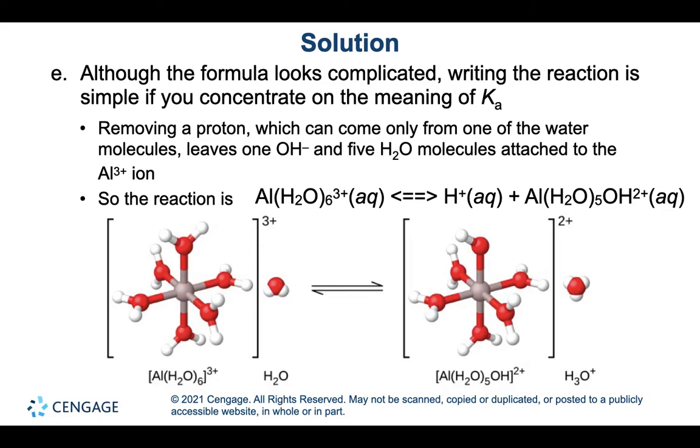Al plus 3 is surrounded by 6 waters when the aluminum ion gets hydrated in water. If we take H plus away, we've got to take it from one of those water molecules. The aluminum ion pulling on that water molecule weakens the OH bond and makes H plus easier to remove. So let's just say we take an H plus off. What's left? Well, we still have 5 waters we didn't touch, so AlH2O5. But then one of the waters, by losing H, becomes OH, and then the 3 plus charge becomes 2 plus.